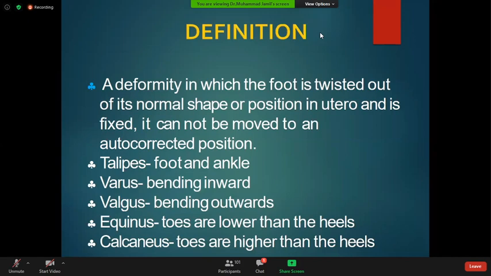Now there are certain terminologies you should know. What is talipes? Talipes is the foot and ankle. When we say talipes, we are talking about the foot and ankle. Varus is the bending inward, and valgus is the bending outward of the foot. Equinus is when the toes are lower than the heels, and calcaneus is when the toes are higher than the heels.